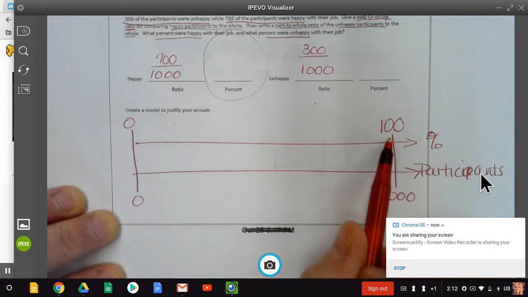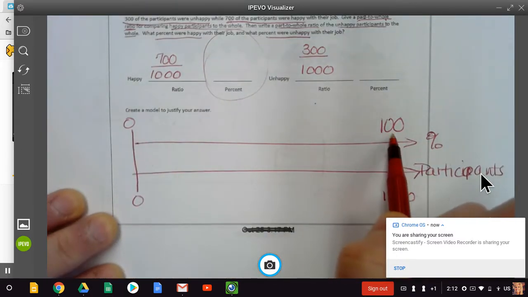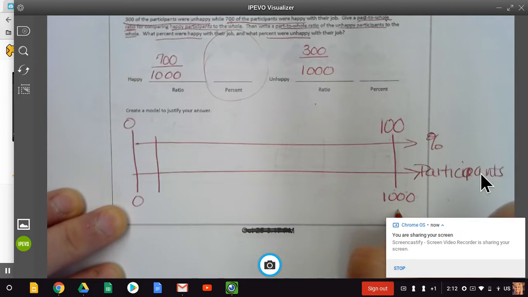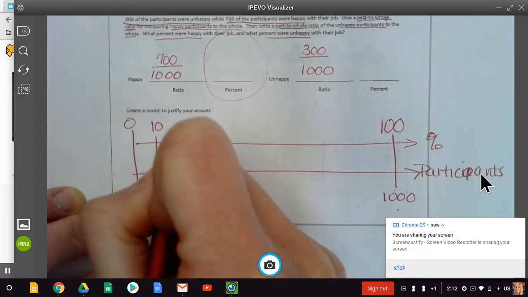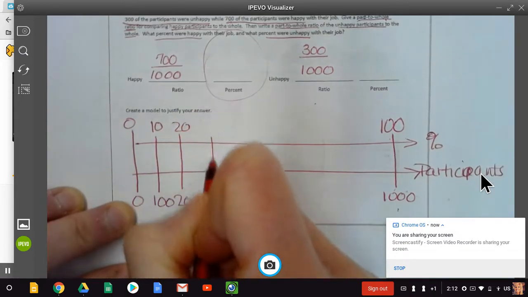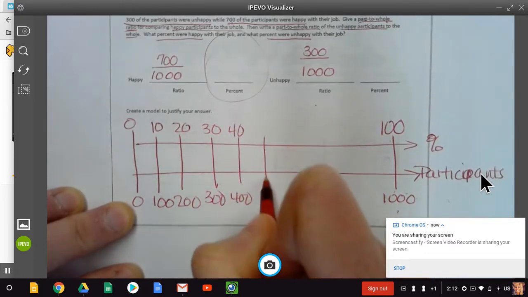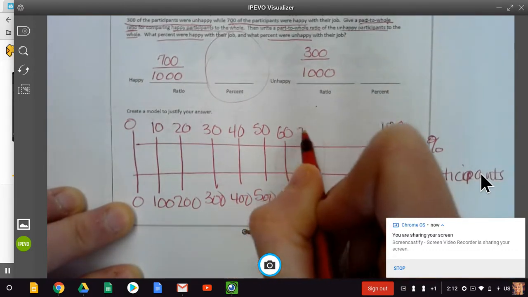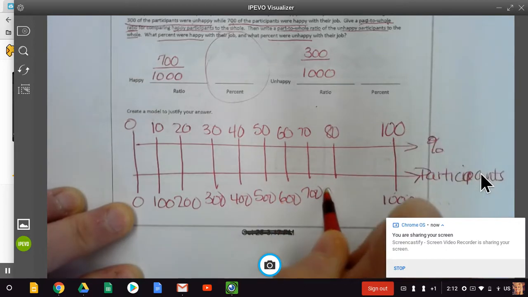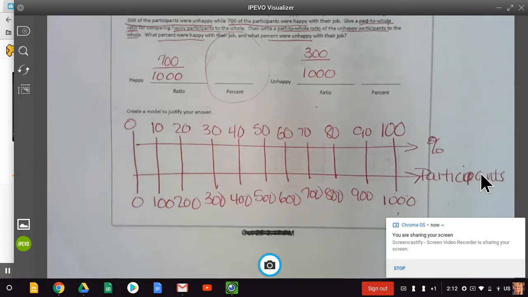For 100%, I know I've got to count up by hundreds here. I'm going to count up by tens up here. So this is 1/10 of this, so 10 over 100. And then I'm going to do 20, 200, 30, 300. Keep going. And there you go. So now you can see here the number of percent that are happy.